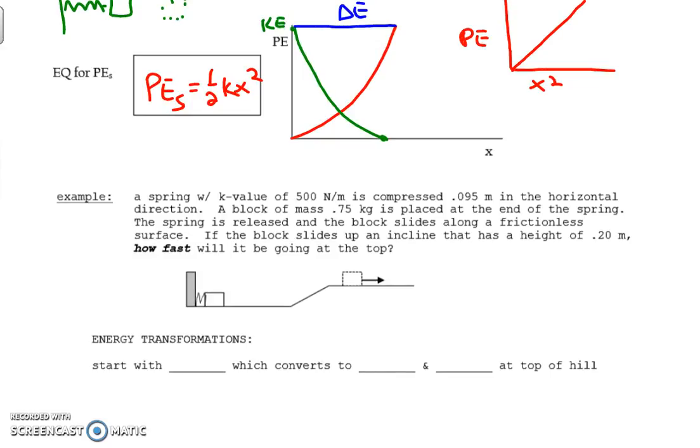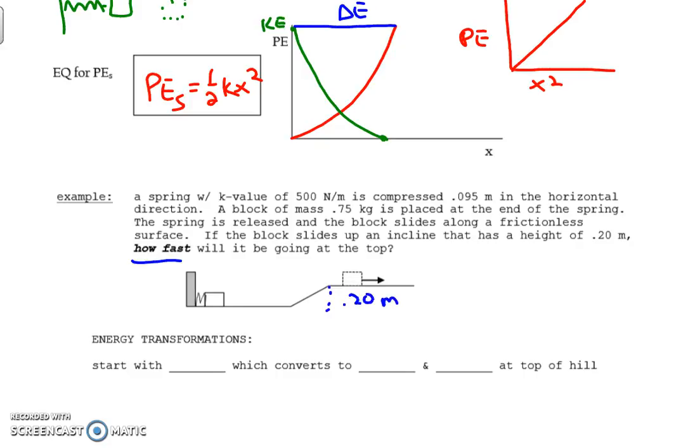All right, so let's do an example. So we've got a slightly more complicated problem. We've got a spring with a K value of 500 newtons per meter. It's compressed a certain distance horizontally. We attach a mass to it, and then we're going to release the mass. And the mass is going to slide forward and then up an incline with a frictionless surface. And the question we want to answer is how fast will it be going at the top? And you are told that this height here is 0.20 meters.